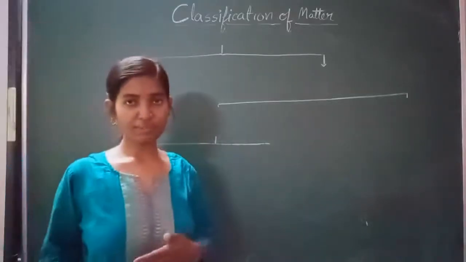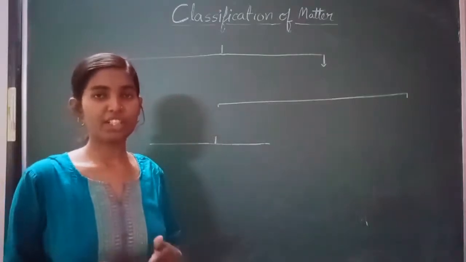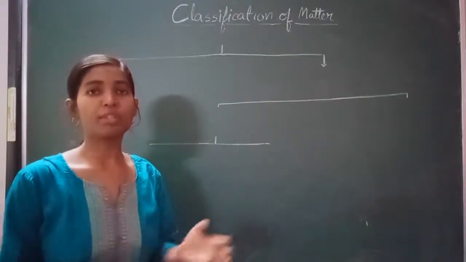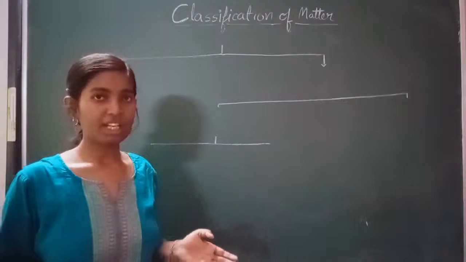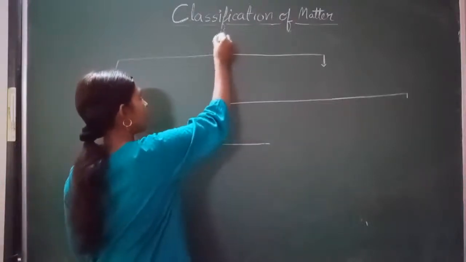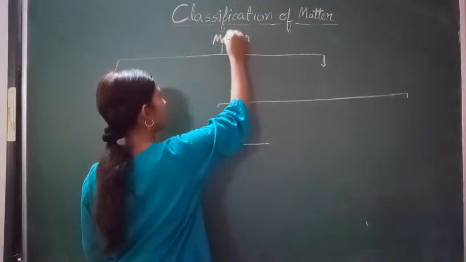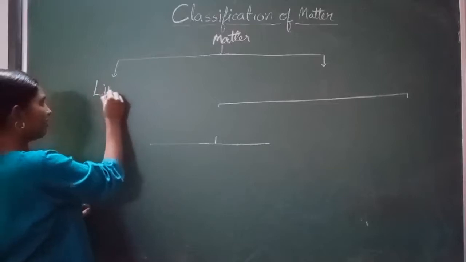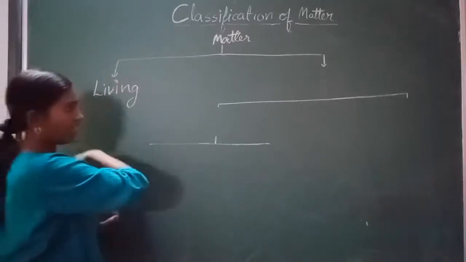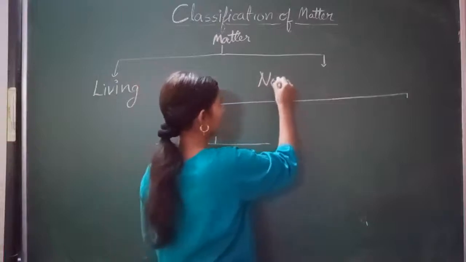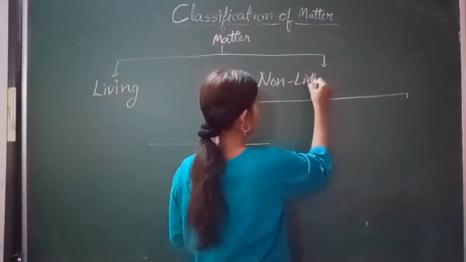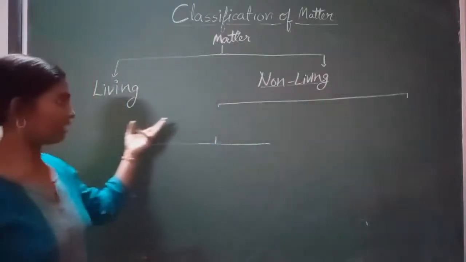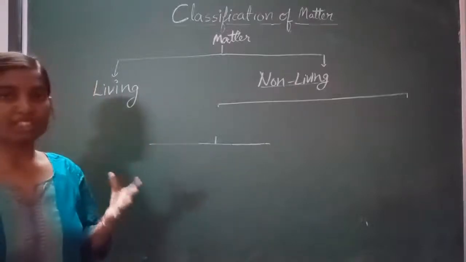Now we will see the classification, how these matters are classified into groups. First of all, the matters we have collected are divided into two broad categories, living and non-living. I hope there is no need to tell you what living and non-living are, but I am just revising.